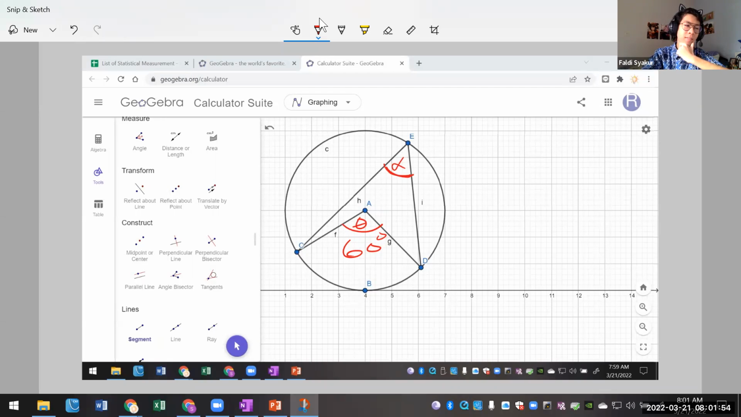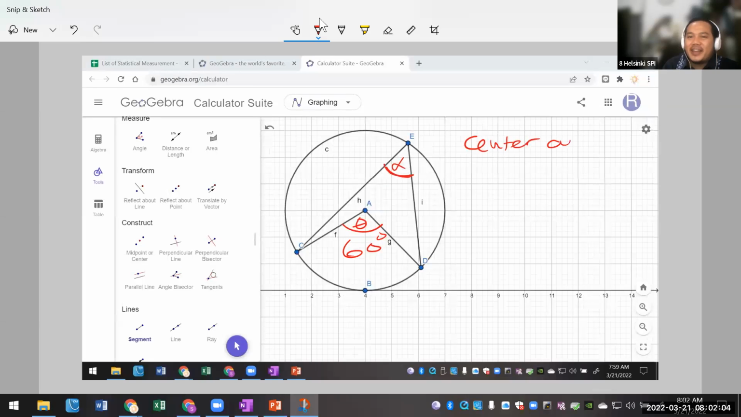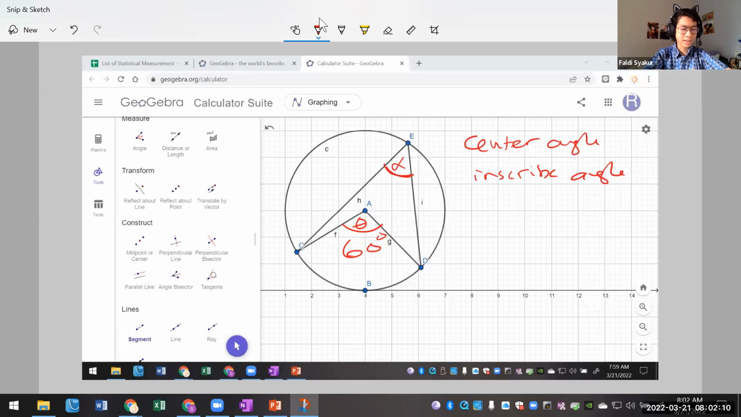Remember this? If it's 60 degrees, the angle is acute. We call it the center angle, and we have the inscribed angle, if you still remember. No, I do not. Okay, let's investigate it again, guys.